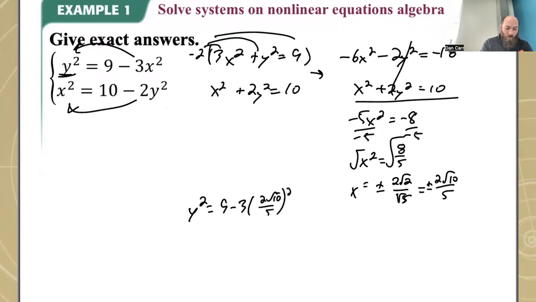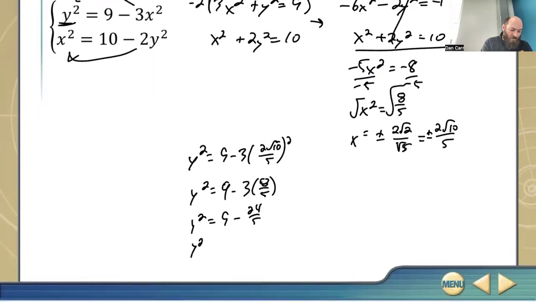Okay. Now, make it a little bit easier on myself. I know that since that's x squared, it's just going to go back to the 8 over 5. So I can just leave it as y squared is equal to 9 minus 3 times 8 over 5. So that's y squared is equal to 9 minus 24/5. So when I turn that into over 5, this will be 45/5. So that's going to turn into a positive 21 over 5. And then I square root that. So y is equal to plus or minus the square root of 21 over 5, which when I rationalize it is plus or minus square root of 105 over 5.